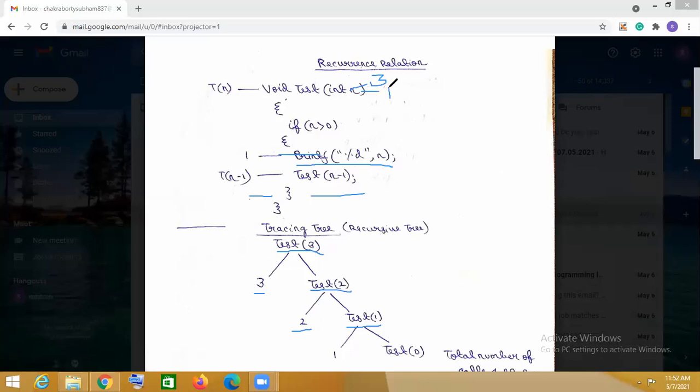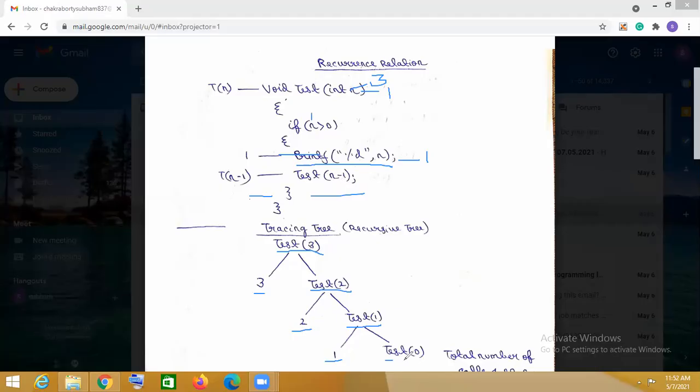Is 1 greater than or equal to 0? Yes, so 1 will be printed. You can see 1 is printed here. Now what will the test function become? test(1 minus 1), which means test(0). So the function will be recursively called again.